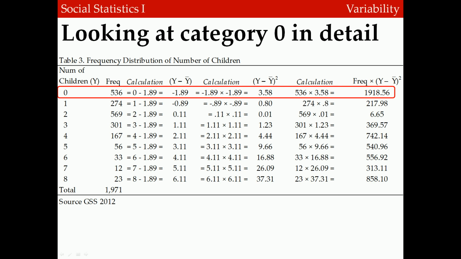Let's take a look at that in slightly more detail. We'll start with category 0. Here we see that there are 536 cases that have 0 children. If we find the deviation from the mean, we take 0 and subtract the mean, 1.89, and we get a value of negative 1.89. If we square that value, we get 3.58. And then we take the 536 cases and weight the squared deviations from the mean, that is, multiply them by 3.58, and we get the weighted squared deviations from the mean.